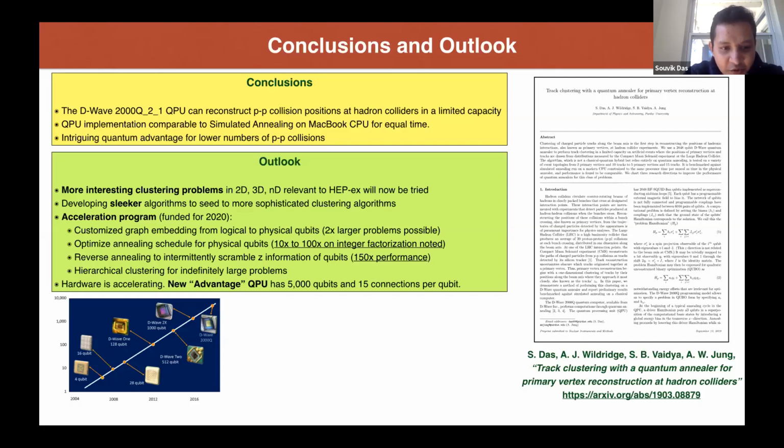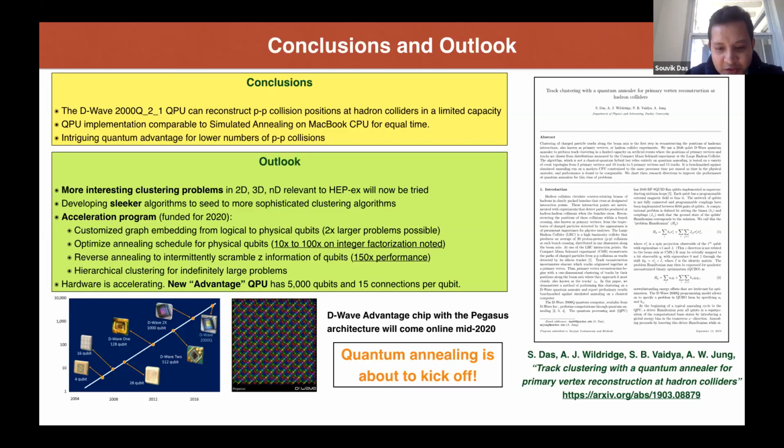There's also a method called reverse annealing to intermittently scramble the Z information in the qubits, and this gives about 150 times better performance. And of course, we can also do hierarchical clustering for indefinitely large problems. At the bottom of all of this, the hardware itself is accelerating at Moore's law. The next processor, which will have 5,000 qubits and 15 connections per qubit, is expected to be available mid-2020. So quantum annealing is about to kick off.